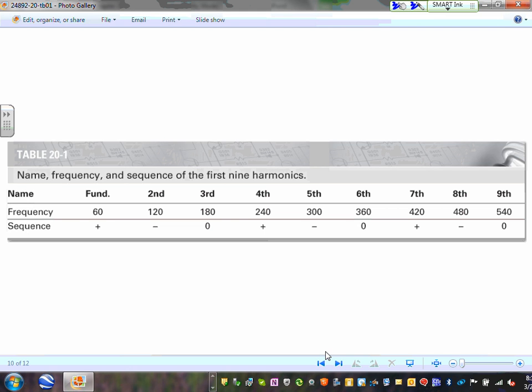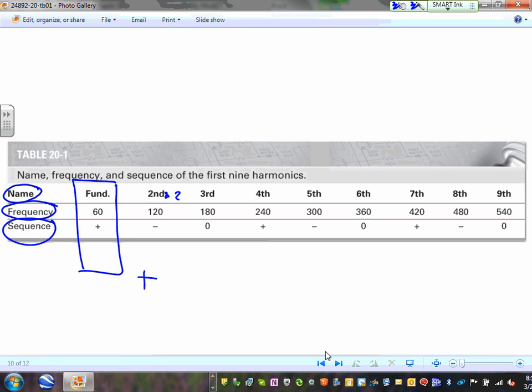Remember the harmonics, this is important, because harmonics have a name. Can you guys see the name? And they have a frequency and they have a sequence. So 60 hertz, that's the fundamental. Then the sequence goes positive, negative, 0. So we have 60, then 60 times 2 gets you 120. Positive, negative, 0, and positive, negative, 0. Second, third, fourth, fifth. Can you guys see the frequency goes in multiples of 60? And the sequence positive, negative, 0.